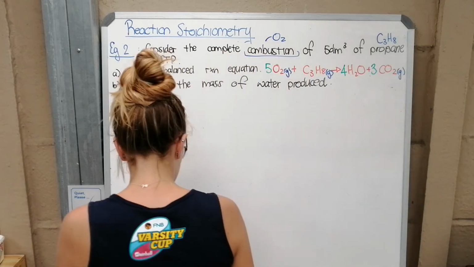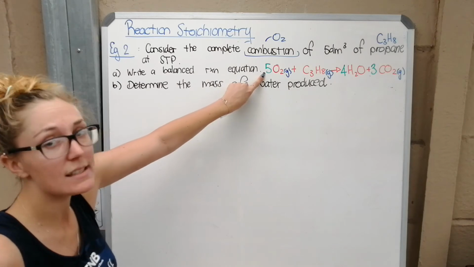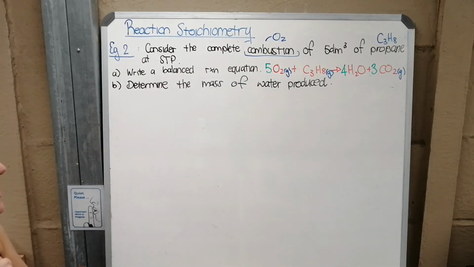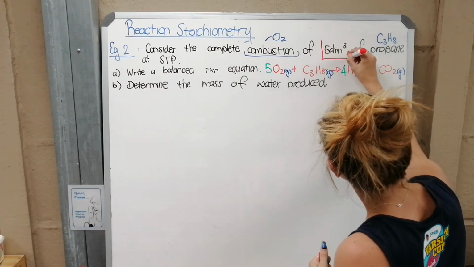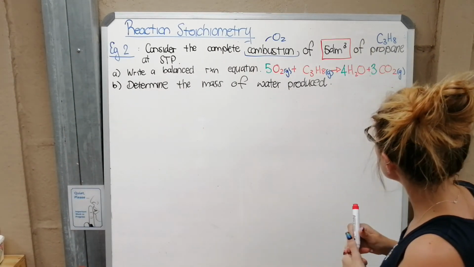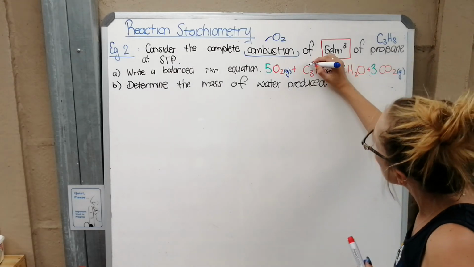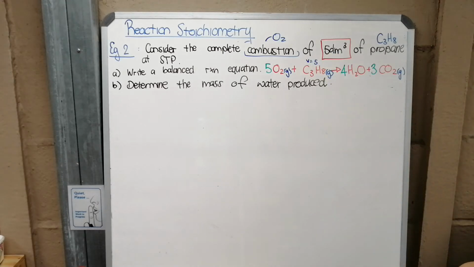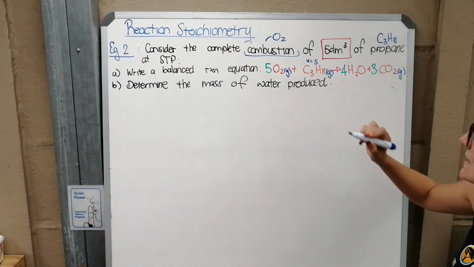Let's go for it. Same steps as always. Step 1, balanced reaction equation. We've already done that. Step 2, take the information you are given and convert it into moles. So this is the information that we are given, that we have 5 decimeters cubed of propane. So this C3H8, we've got a volume of 5 decimeters cubed there. And they've also told us this is occurring at STP, and my propane is a gas.